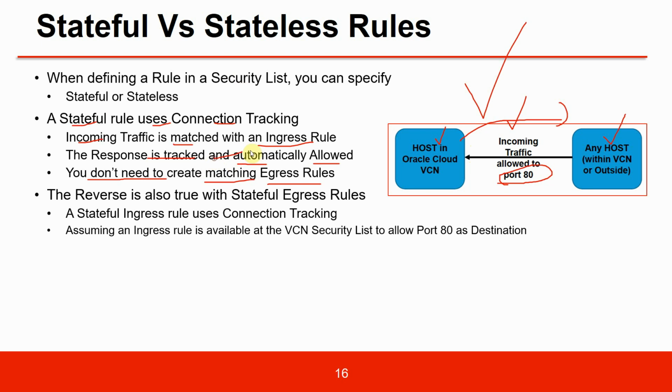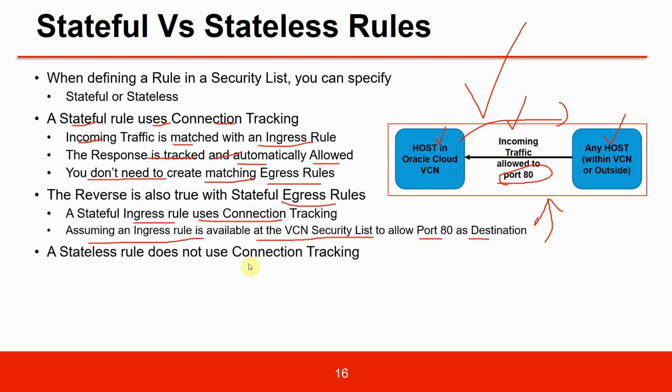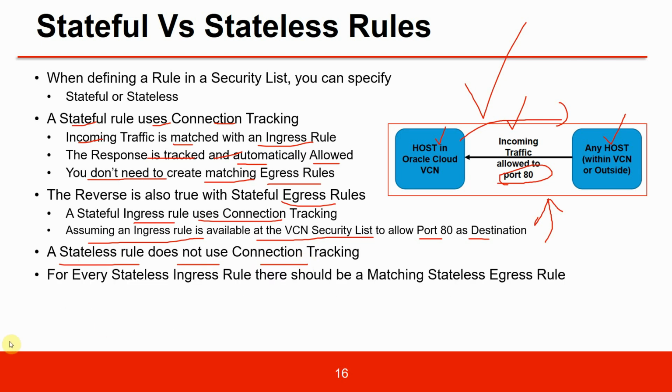The reverse is also true with a stateful egress rule. A stateful ingress rule uses connection tracking, assuming an ingress rule is available in the VCN security list to allow port number 80 as destination, and this was the example I was just explaining. However, a stateless rule does not use connection tracking. For every stateless ingress rule, there should be a matching stateless egress rule.